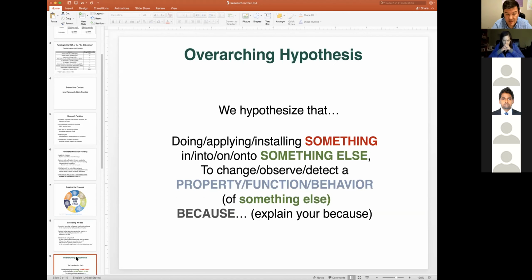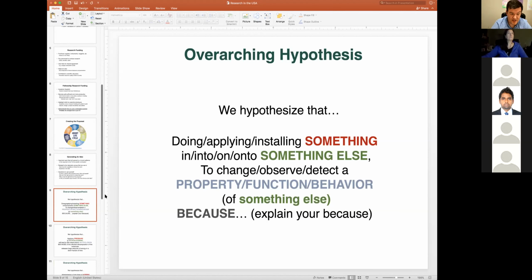These are the questions that we ask ourselves when we create these ideas and when we try to market these ideas. Another thing involved during the proposal preparation is what we call the overarching hypothesis. This is something that we generate to be able to pitch the ideas to the funding agencies. So what an overarching hypothesis means is an idea that we're trying to hypothesize. So for example, applying or installing something will lead to something else to change a particular property because of something being employed. So it's very, very vague, and I'd rather give you a few examples.